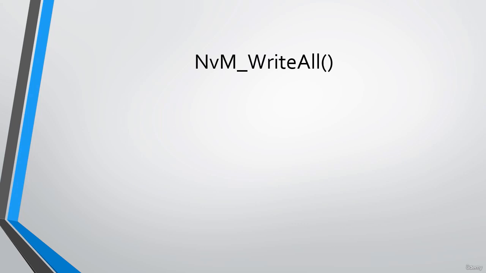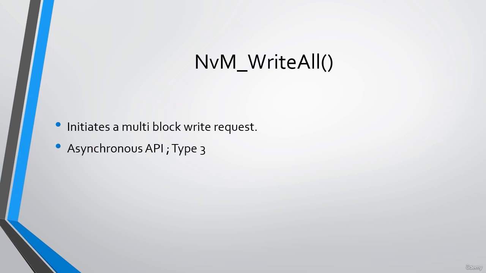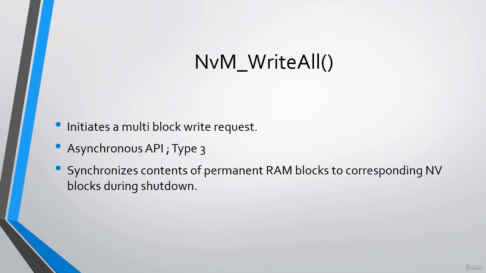So that's all about NVM read all. Now we will discuss another important topic, which is the NVM write all. This API is a multi-block write request, used to write multiple blocks. It's an asynchronous API of type 3, and it is used for synchronizing the contents of permanent RAM blocks to the corresponding NV blocks. This takes place during the shutdown.